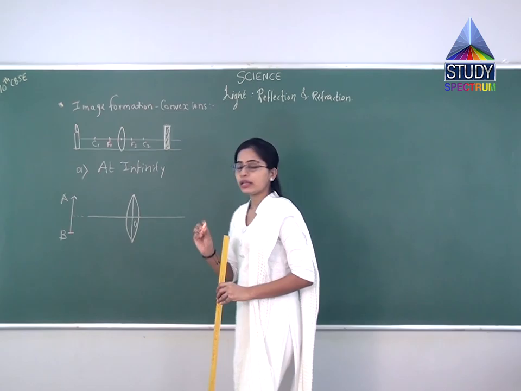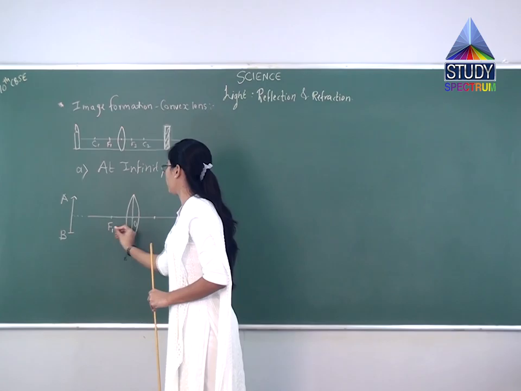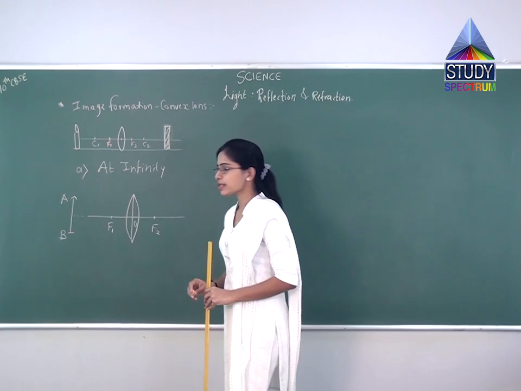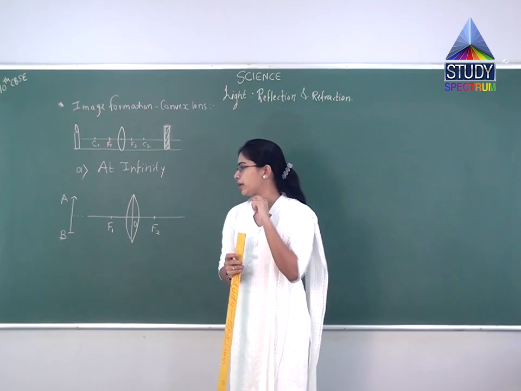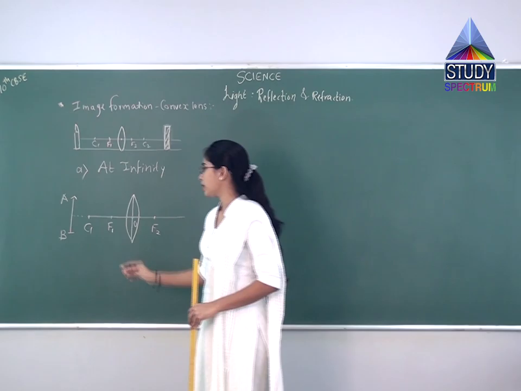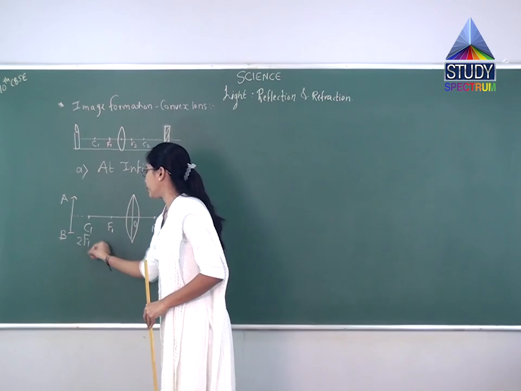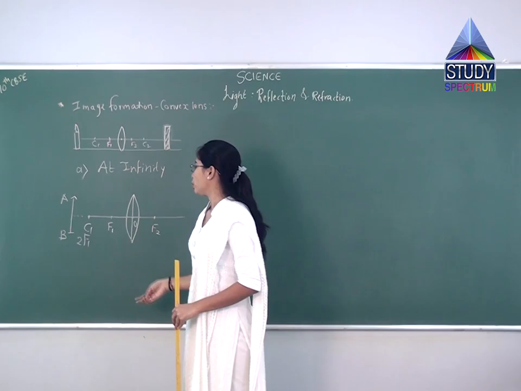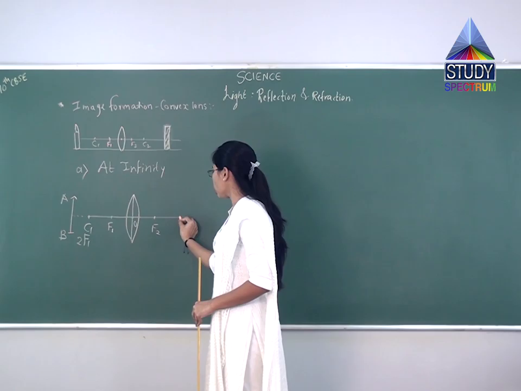Then you will observe that now we will point the focus. Now you know that the center of curvature, meaning the radius of the lens, is double the focus. So here C1 is my center of curvature. Again, this is also 2F1 because this distance is double of F1. So we can mark it as 2F1, and here we also have the second center of curvature, which will be 2F2.